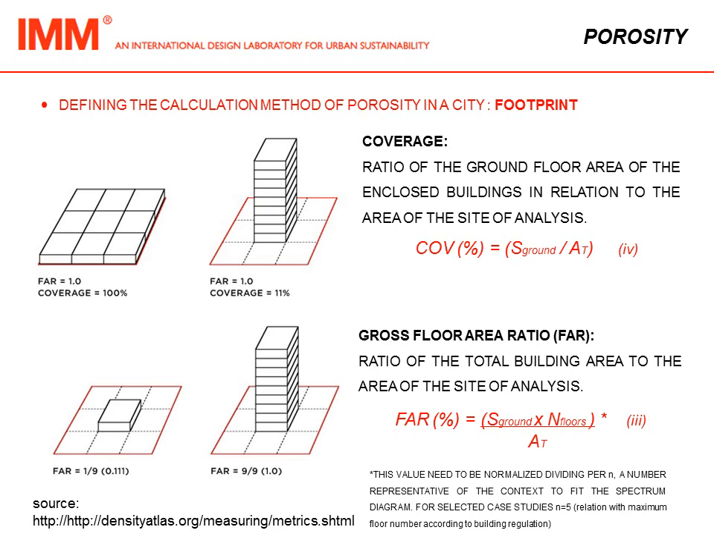The gross floor area ratio, FAR, is the ratio of total building area to the area of the site of analysis, and the formula is given by the ground floor area multiplied by the number of floors of the buildings divided by the total selected area. In this case, FAR compared to coverage includes also the information about the height of buildings, and turns out different values. This value, the FAR, needs to be normalized dividing per n, a number of representatives of the context, to fit the spectrum diagram for selected case studies. For the city of Milan, we realized that this number could be 5, but I will explain this better in a while.